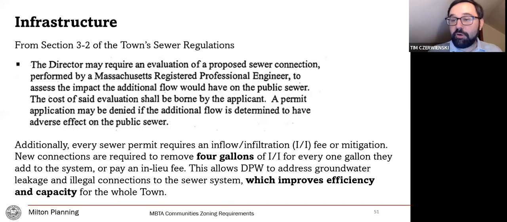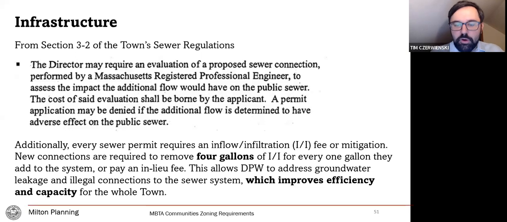You either don't get your permit because the DPW director says additional flow is going to have an adverse effect on the public sewer, whether it's from capacity restrictions or there's a manhole that's kind of leaky or whatever. You're not going to get your permit because your flow is going to adversely affect the entire system. Or you can upgrade the system so that the problem goes away. And we see this all the time with large projects in the town of Milton. And this is directly in our sewer regulations.